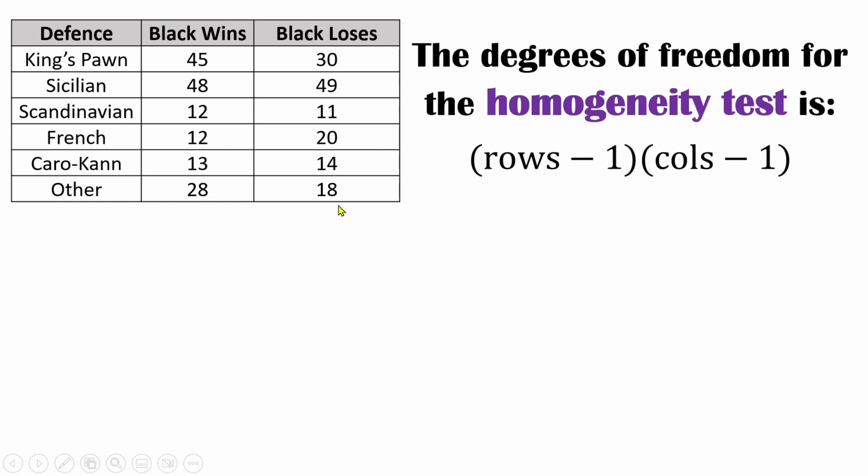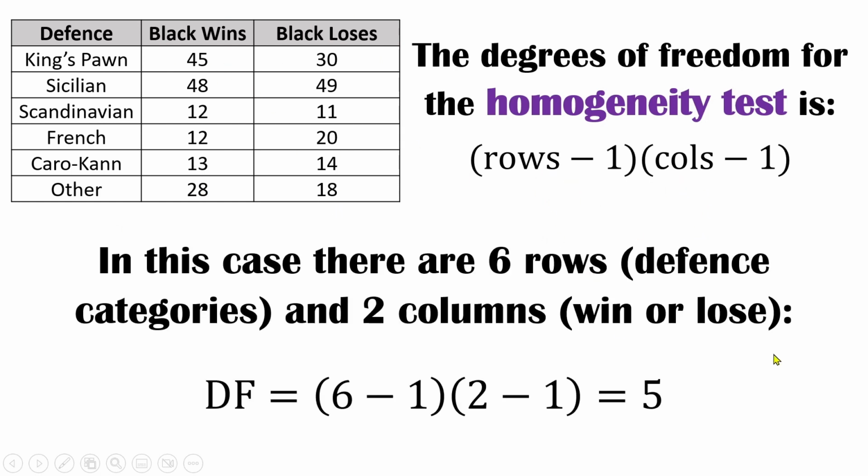So here we have two outcomes in this case. So columns is 2, rows is 6. In this case, the degrees of freedom is 5. I want to emphasize, and somebody asked this question yesterday, that with these homogeneity tests, we always have to have at least 2 categories, each category representing a population. So here, the population of games where black plays King's Pawn, the population of games where black plays Sicilian defense, and so on. So we always have that.